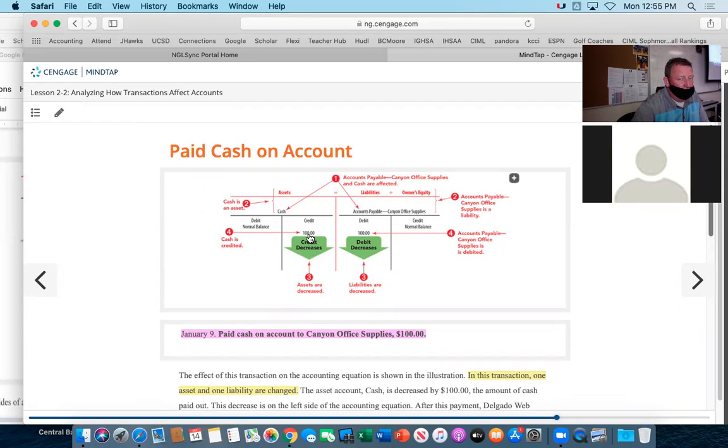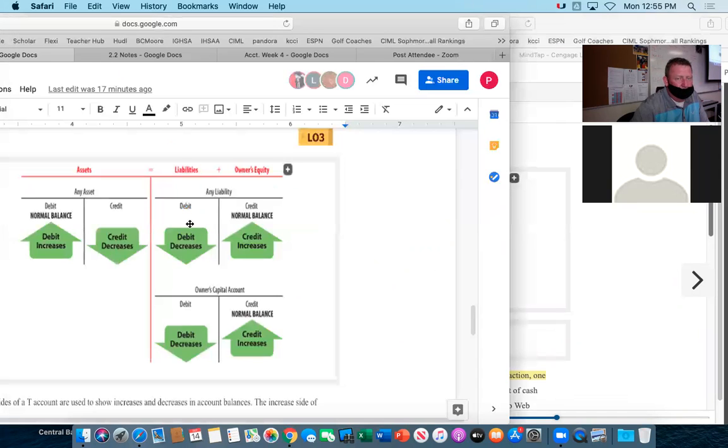Cash goes down. What else is happening? We're paying cash on account to Canyon Office Supplies, $100. How do we decrease accounts payable? Accounts payable is a liability. How do you decrease it? With the debit.